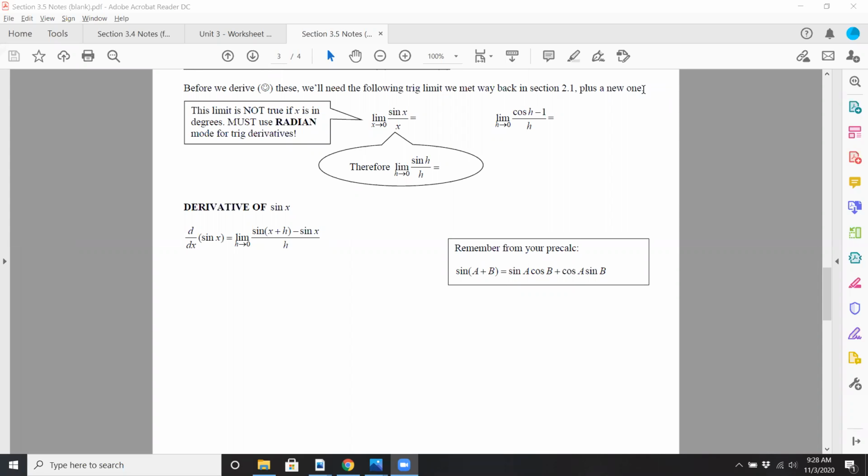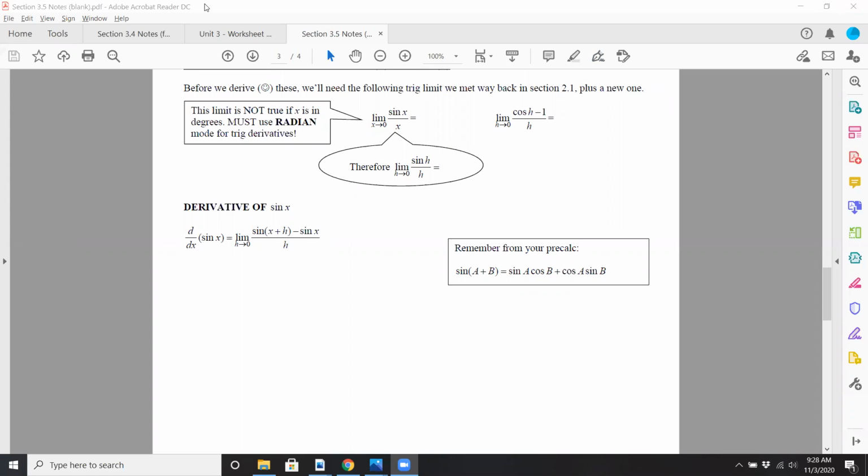Welcome to recording on pages 3 and 4 of the section 3.5 notes. Here we're going to discuss how we came about the derivative of sine x analytically, as likewise for cosine x. Before we get into doing the formal definition of the derivative of sine x as well as cosine x, let's talk about some limits that we should know.